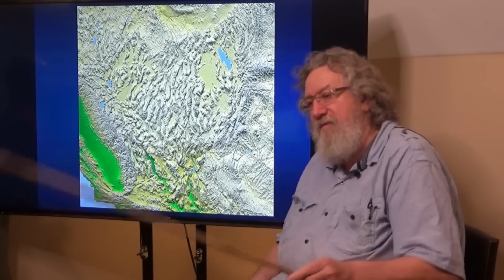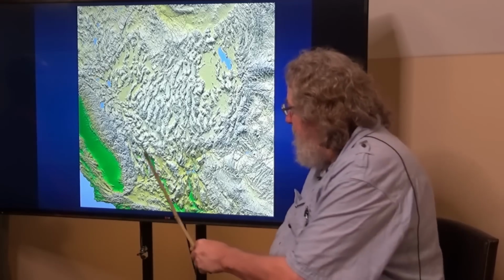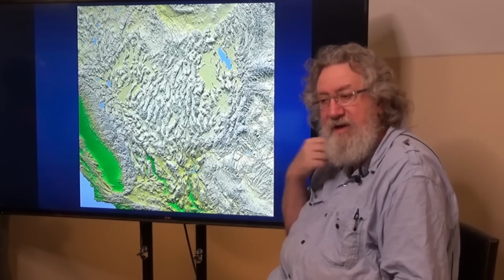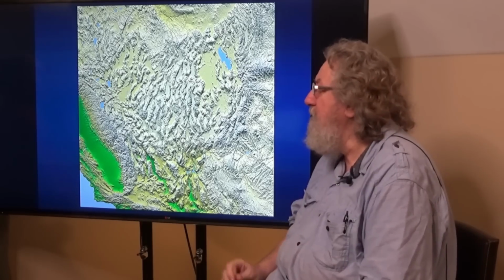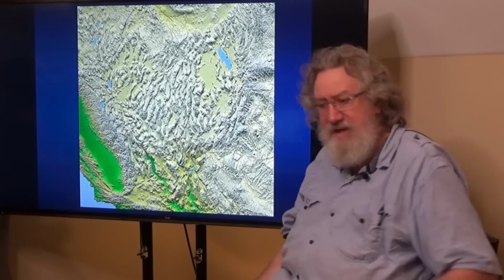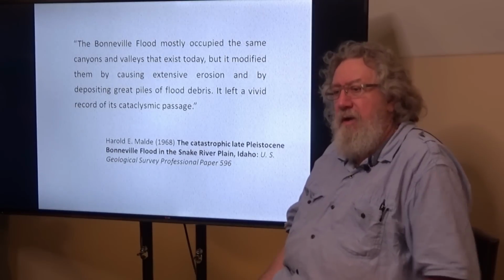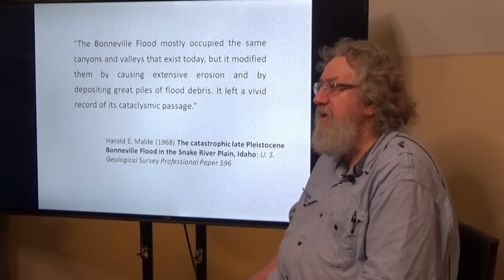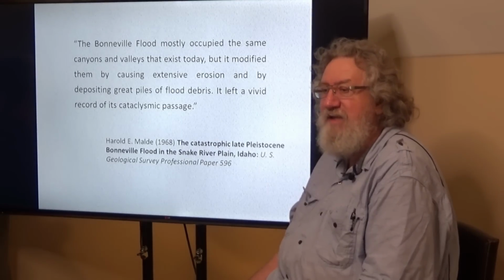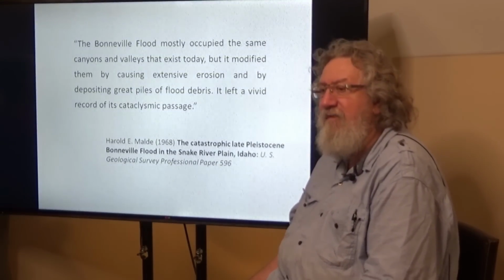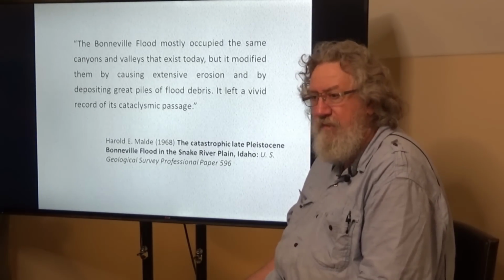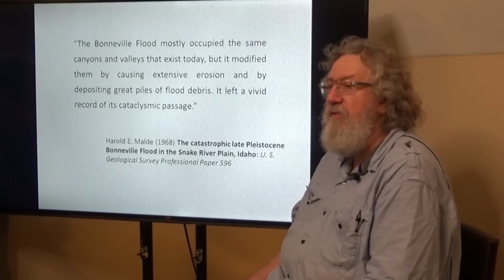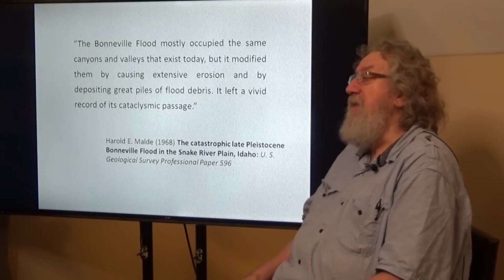You can identify this dark green right here as Death Valley. We won't be talking about it today, but Death Valley also had a large lake occupying it that was nearly 1,000 feet deep. As Malde said, the Bonneville flood mostly occupied the same canyons and valleys that exist today, but it modified them by causing extensive erosion and by depositing great piles of flood debris. It left a vivid record of its cataclysmic passage.